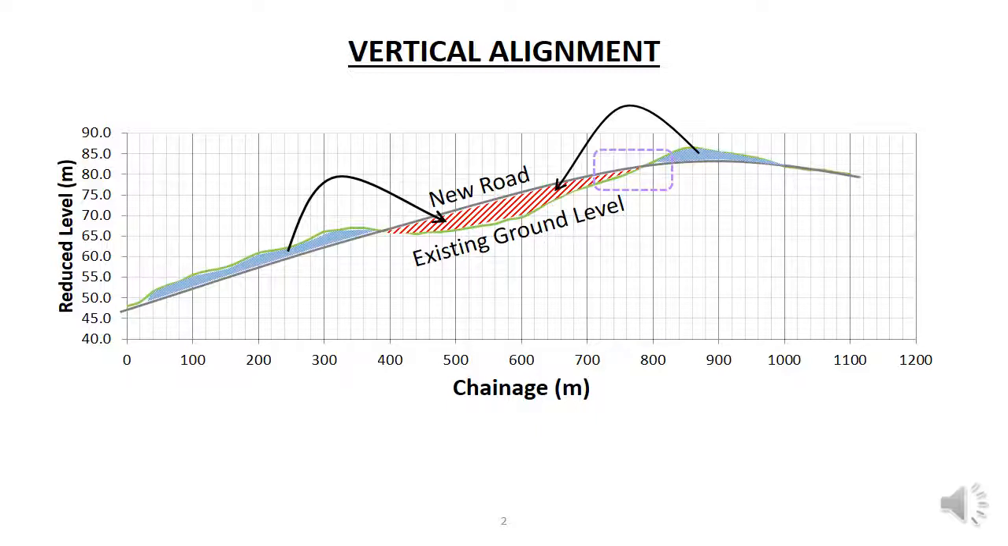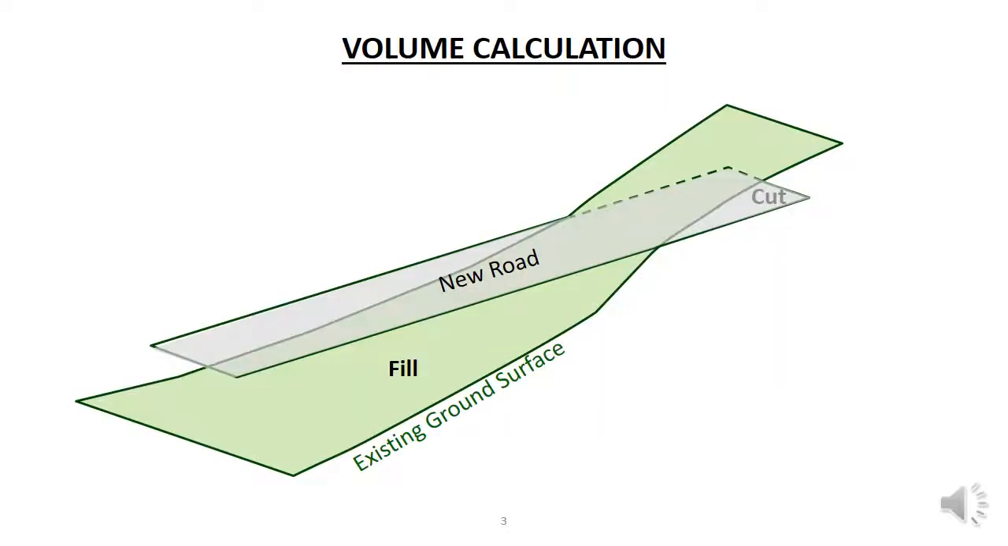So let's look at that in a three-dimensional view. So here are the ground and road surfaces. The existing ground surface is shown in green. This is what the ground looks like before we do the earthworks. The new road is shown in grey. This is where the road surface needs to be after we have completed the earthworks.